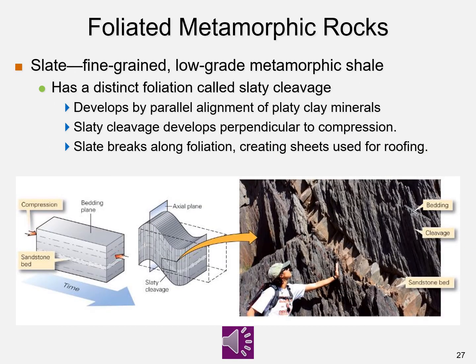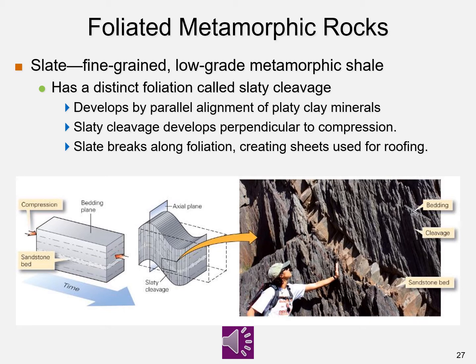There are two major subdivisions of metamorphic rocks, foliated and non-foliated. Foliated rocks are then divided into 6 subcategories: slate, phyllite, metaconglomerate, schist, gneiss, and migmatite. The first we're going to talk about is slate.